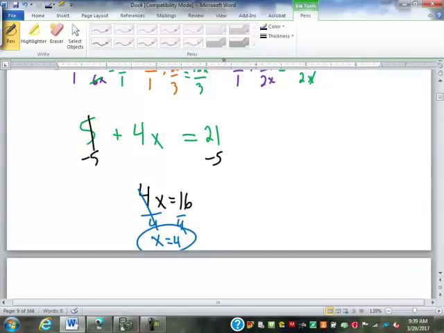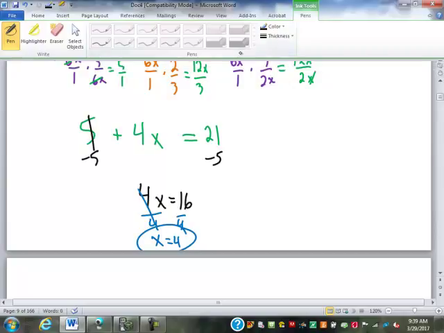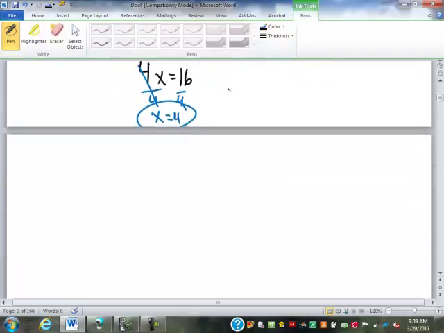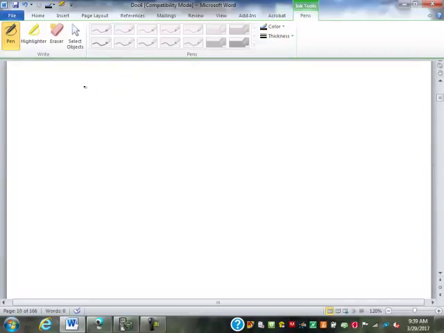Okay. So today's goal, we're going to be talking about decimals. And most of us are pretty familiar with decimals. The key to decimals, again, comes down to place values.